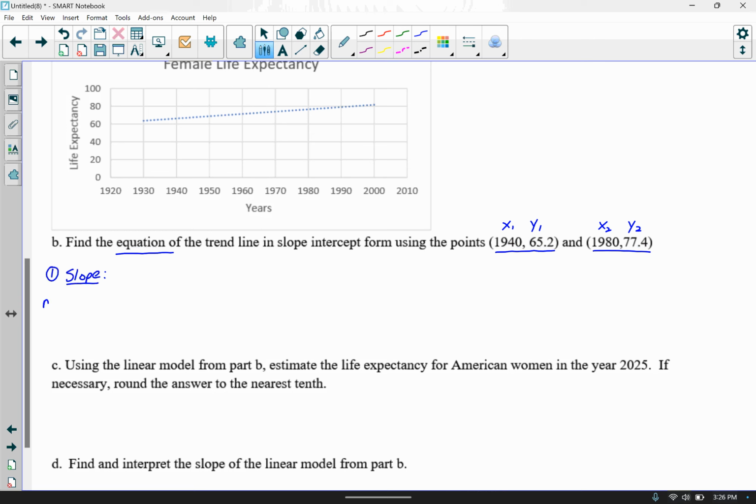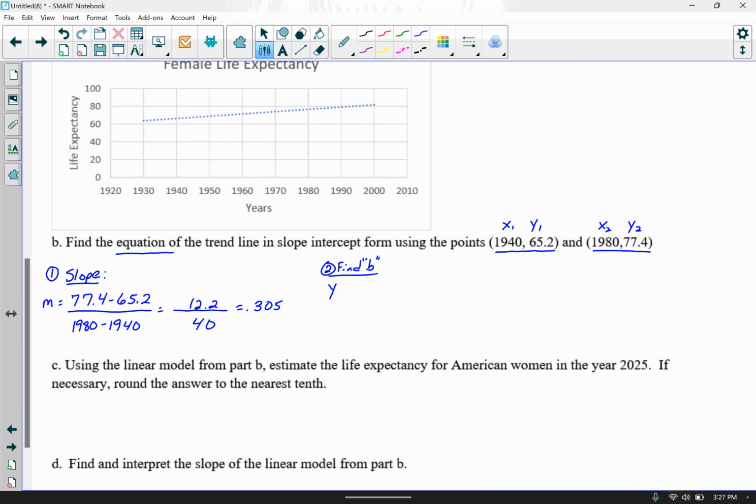All right, so m equals 77.4 minus 65.2. On the bottom, 1980 minus 1940. Subtract on the bottom, we've got what, 40? Subtract up top, 12.2. Do that division, it comes out nicely, 0.305. Step 2, find that b, that y-intercept.